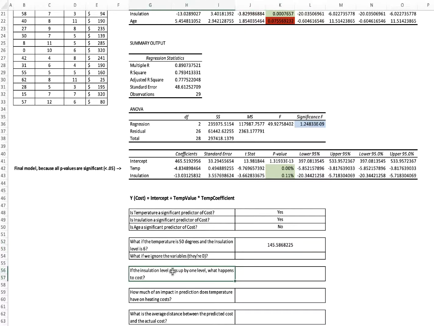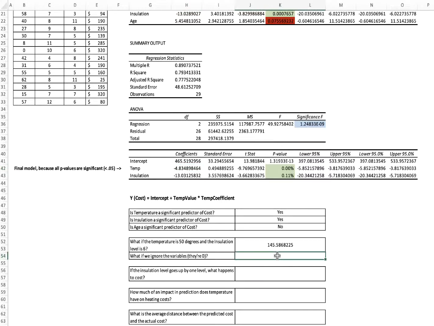Now, if the insulation level goes up by 1 level, what happens to the cost? We could put this all in a formula again, but let's not. Let's just talk through it. If the insulation goes up by 1, we expect the cost to go down by $13.03. That's all that's saying. So each time there's a difference of one in the variable, 1 degree in temperature in this case, we would expect the cost to go down, because it's negative, by $4.83.